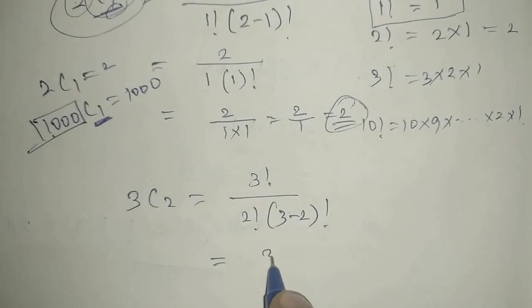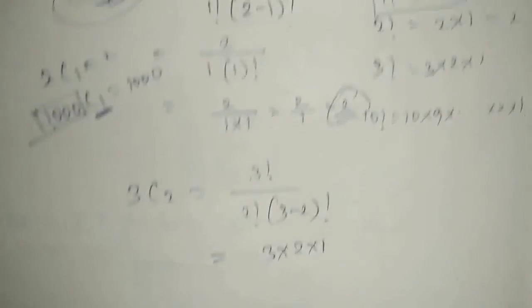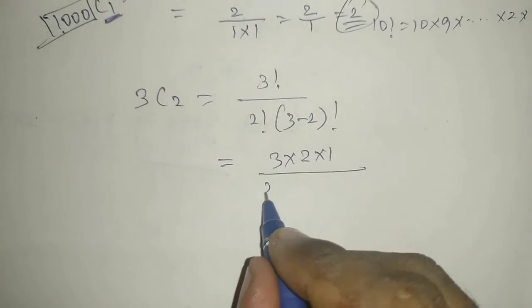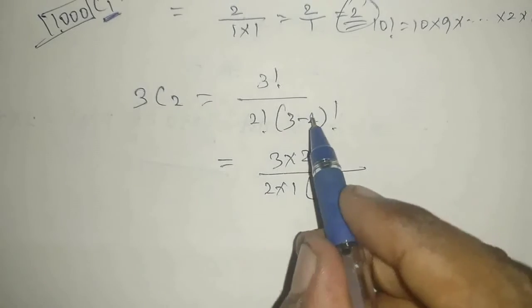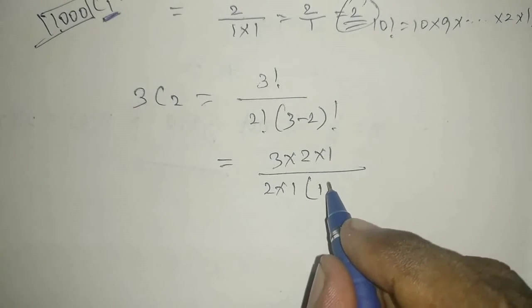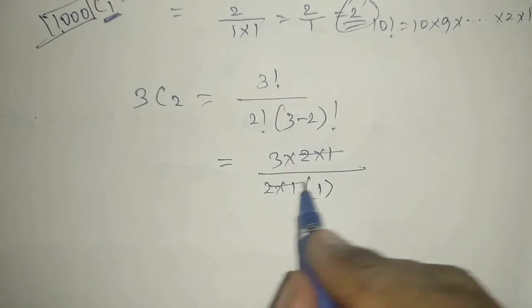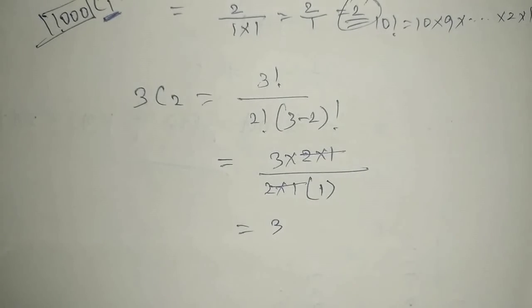3 factorial means 3 into 2 into 1, and 2 factorial is 2 into 1. 3 minus 2 is 1, which means 1 factorial, and 1 factorial is 1 only. So these cancel together, and we are getting 3. So 3 is the answer, we are getting 3C2.